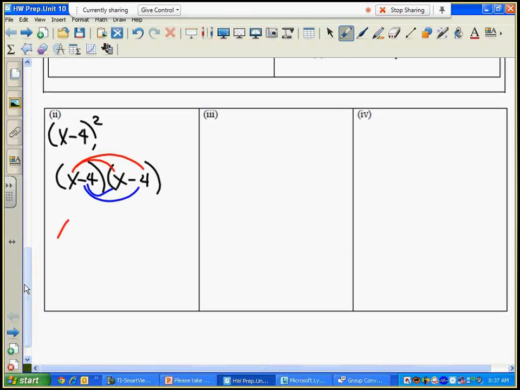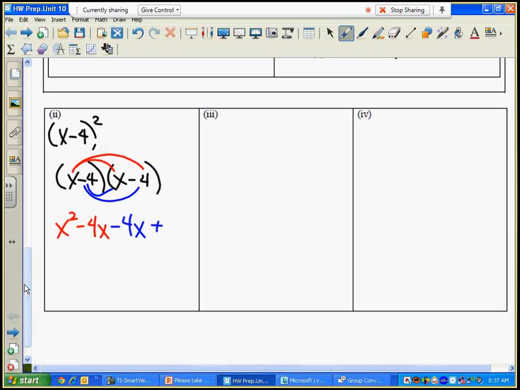All right, so let's see. x times x is x squared. Positive 1x times a negative 4 is a negative 4x, or minus 4x. Now let's do the blue. Minus 4 times x is another negative 4x. And then the last term is a negative times a negative.